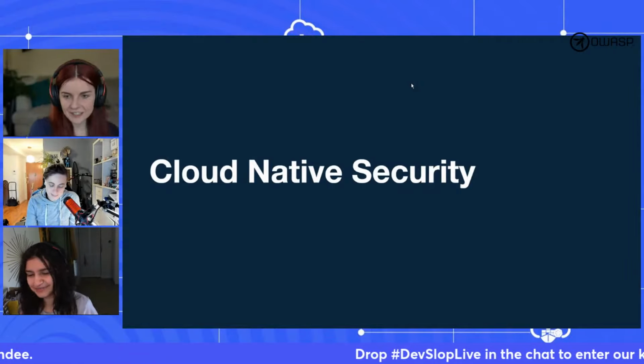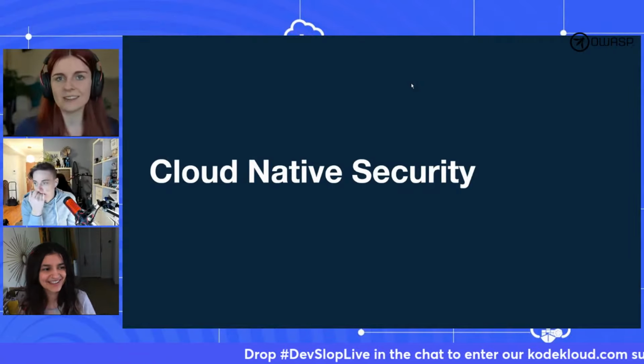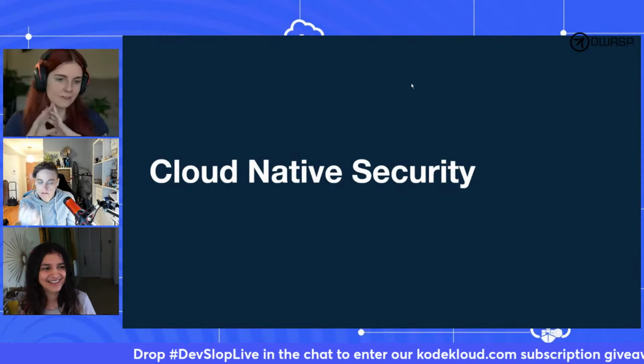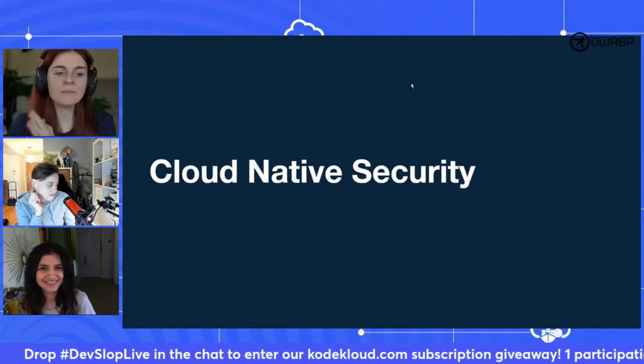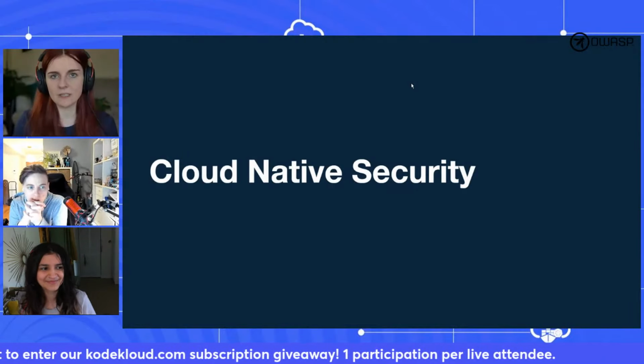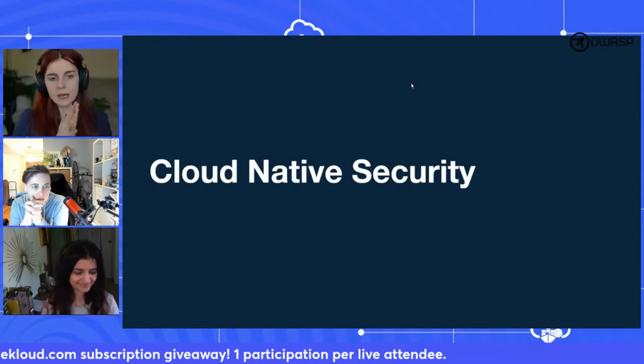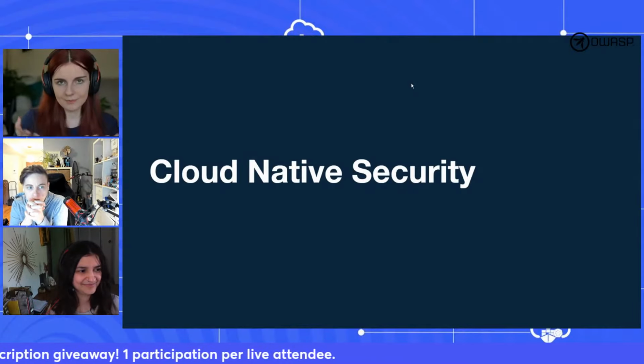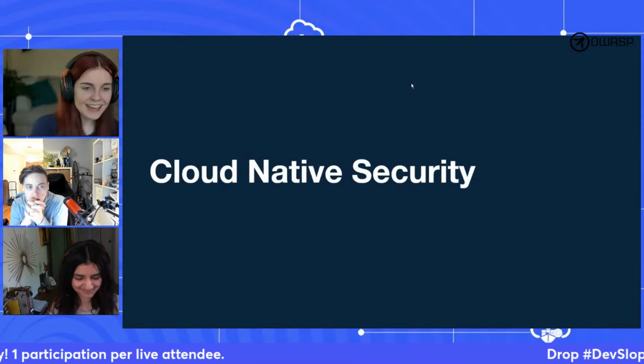So cloud-native security. Well, now that we know all about containers and all about Kubernetes and why we would want to use it and all the benefits it can bring, how do we get started without exposing our application to additional security risks that shouldn't be there, basically?